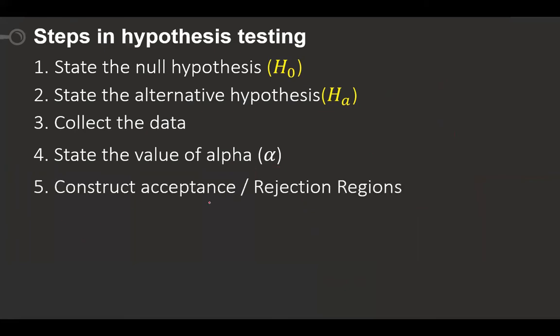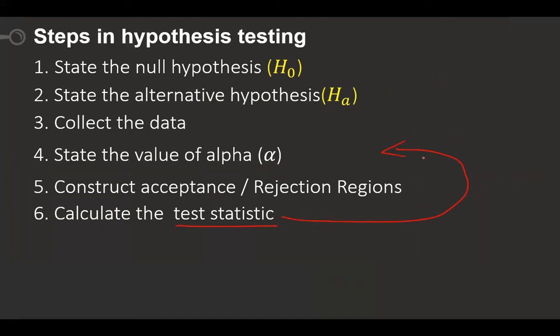Okay, now construct the acceptance and rejection regions. That's what I have shown here. Which is the rejection region and which is the acceptance region, I'm going to set it. Then I'm going to calculate the test statistic. Whether I'm using an F test, a T test, a chi-square test, or an ANOVA test, that I have to decide based on the data, and then calculate it.